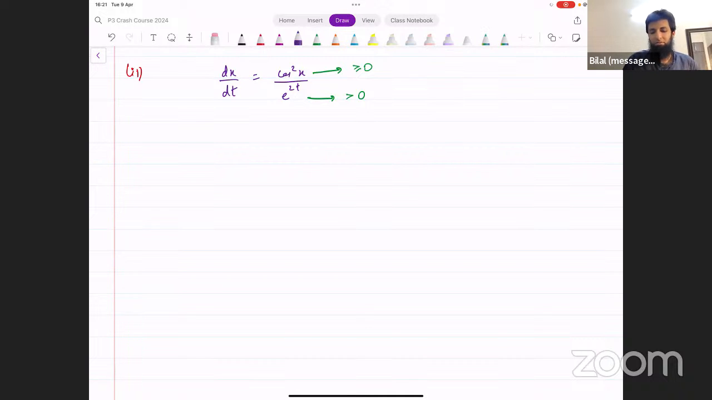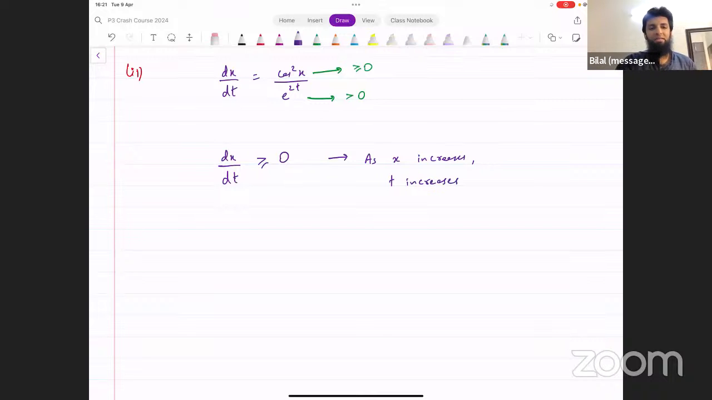Therefore, we can say dx over dt is greater than or equal to 0. That means this is positive. So as x increases, t increases. That is what we understand from this.